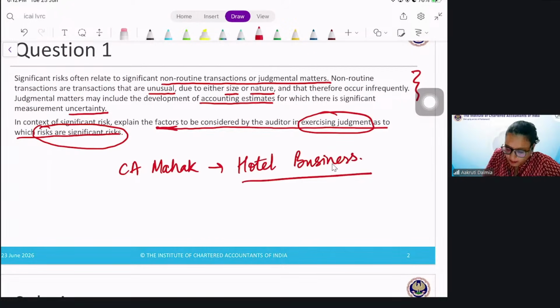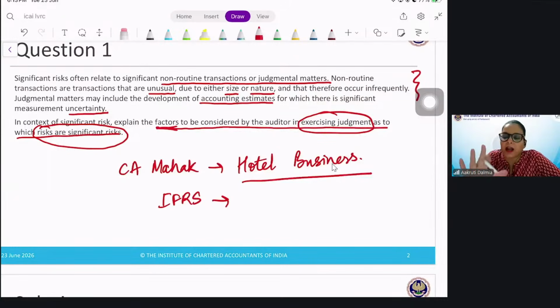Okay? They have a chain of hotels in them. Now you have to help your juniors by giving them some points on how they find the risks. You tell your junior, hey, if the company has implemented IFRS for the first time, will you consider it as a risk area?